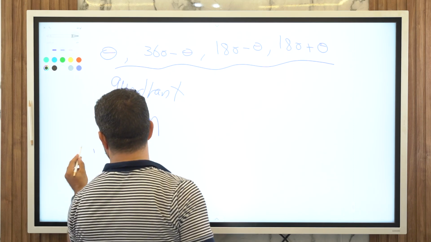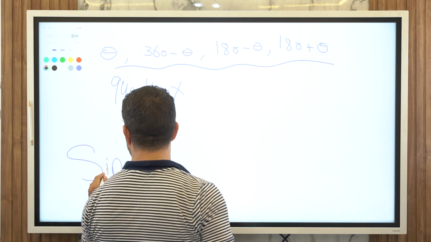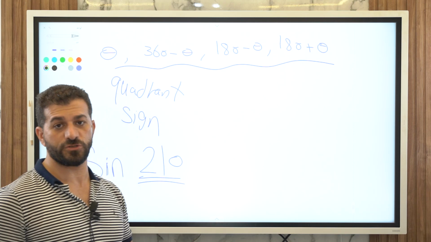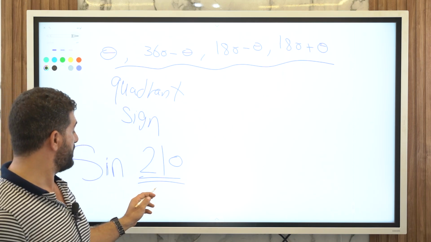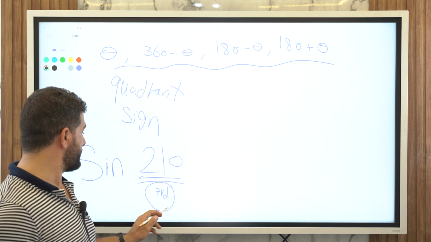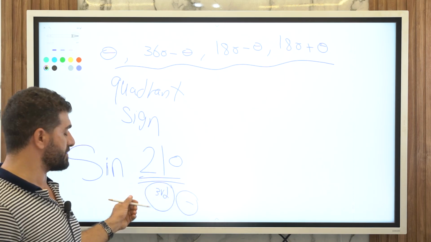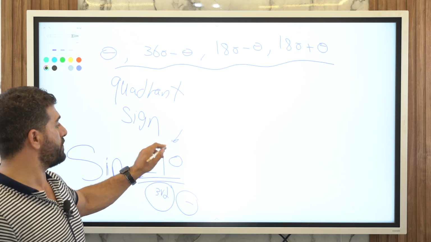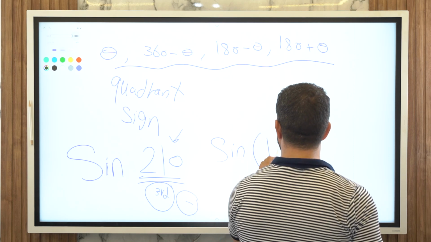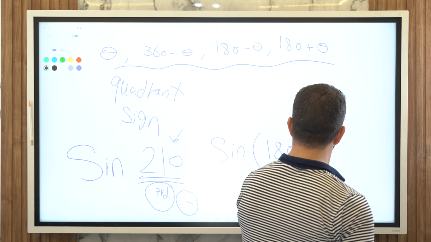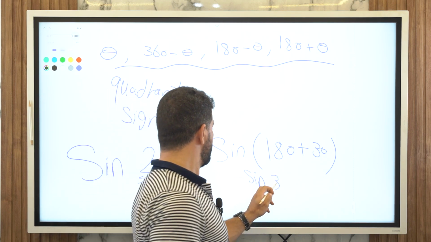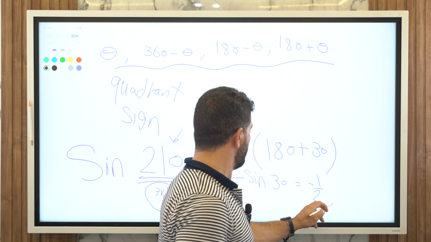So if I asked about sine 210. 210 lies in which quadrant? It lies in the third quadrant. What is the sign of sine in the third quadrant? It's negative. Now how can we express 210? We can express 210 as 180 plus 30. So it will be negative sine 30, which is equal to negative half.